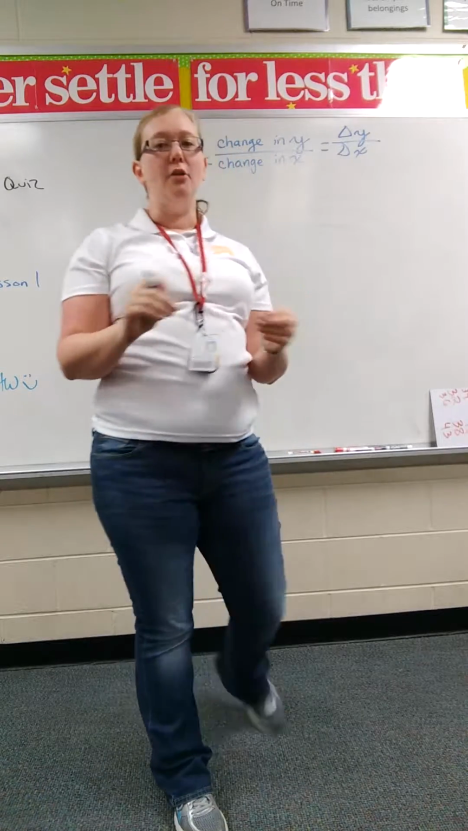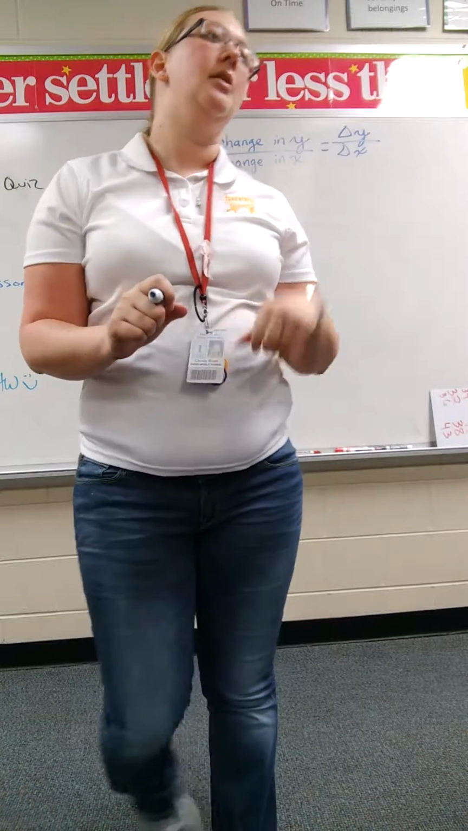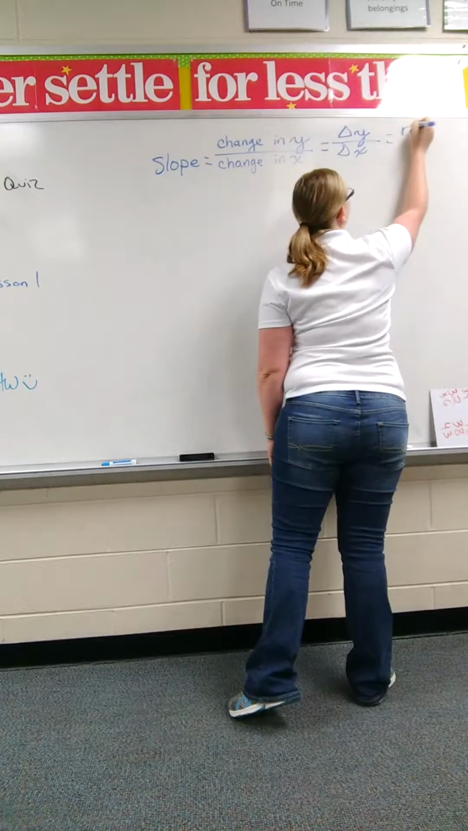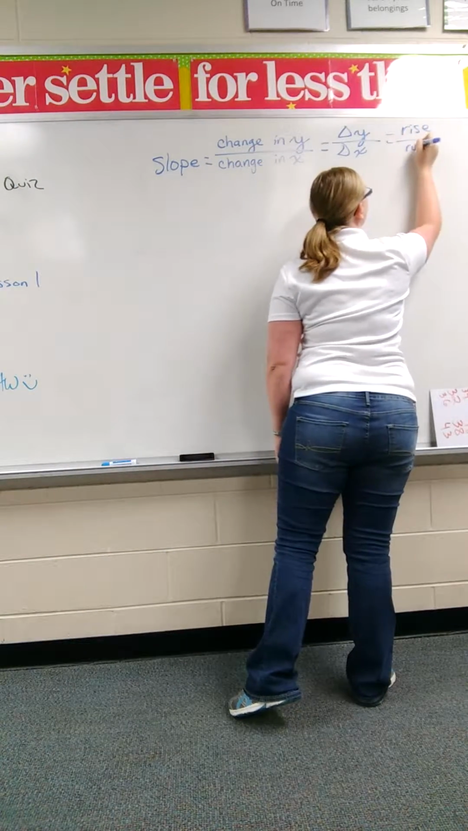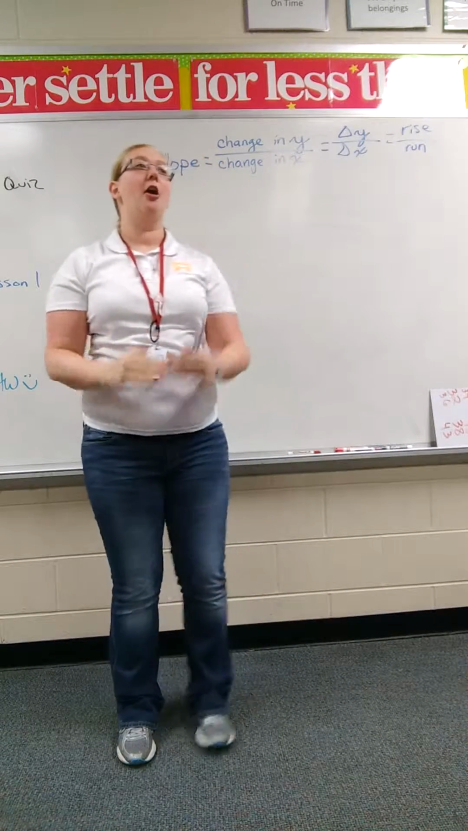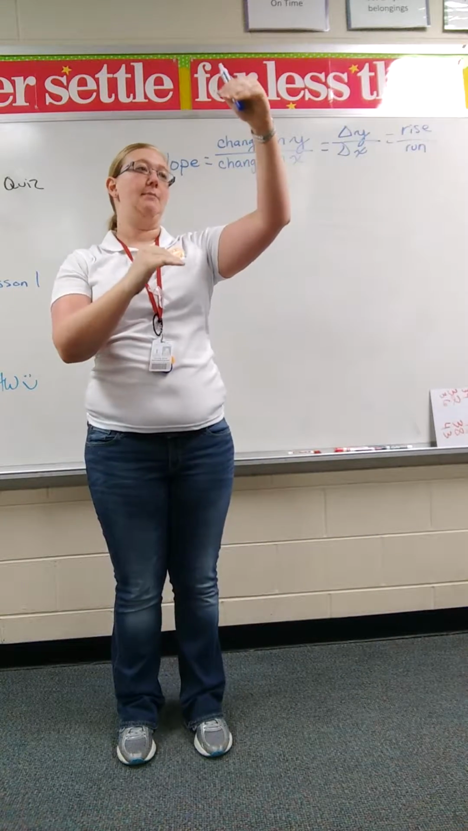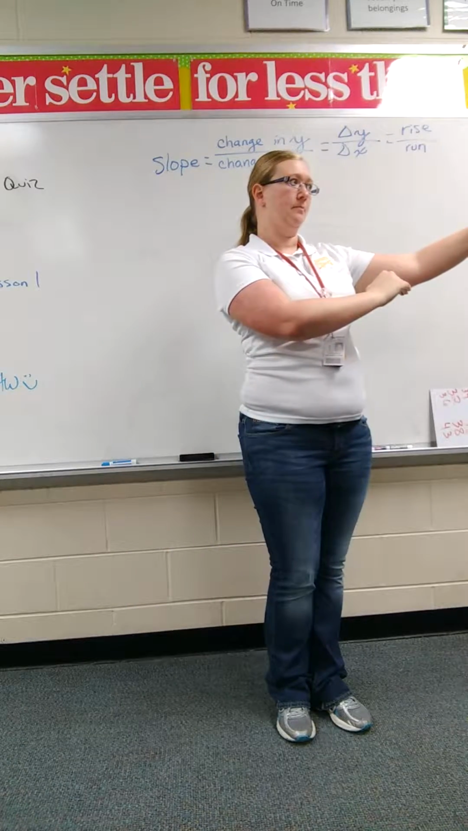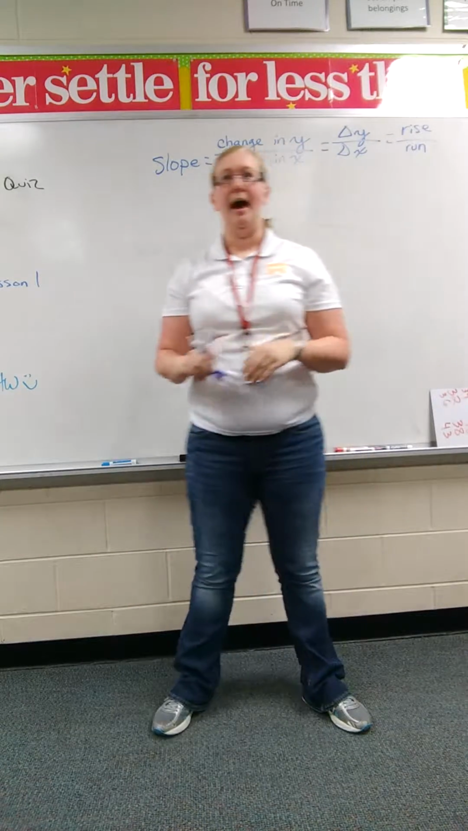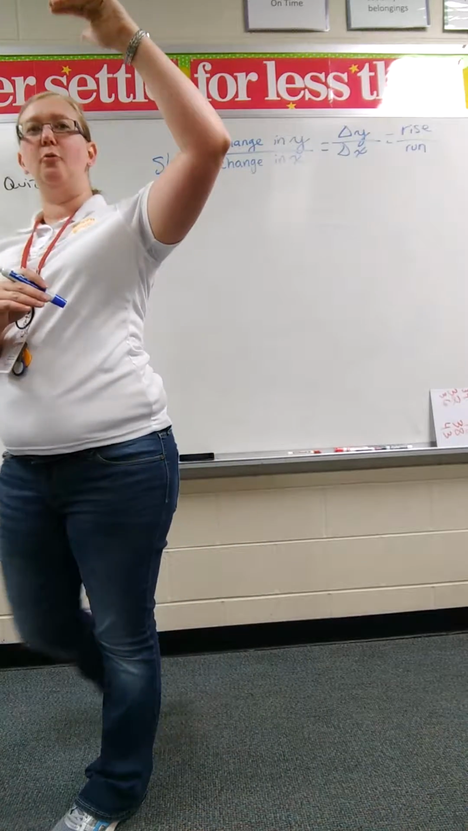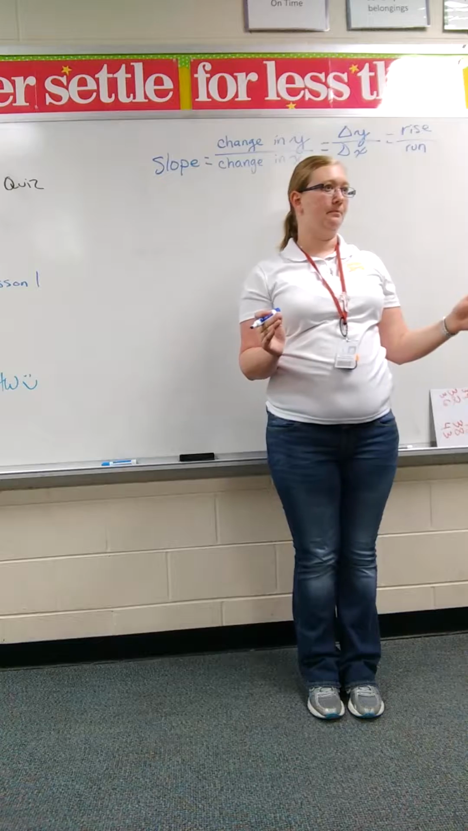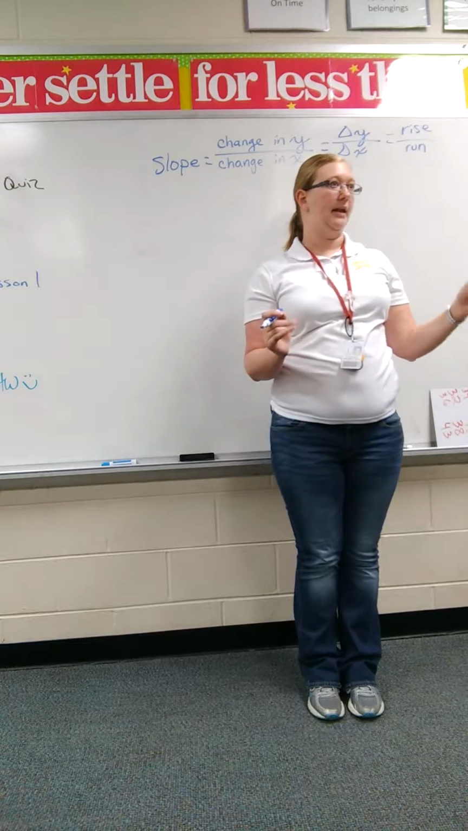The slope is also known as the rise divided by the run. That means how far up did we go compared to how far over we go. How far up did we go, that's our change in y, divided by how far over we go. Any questions so far?